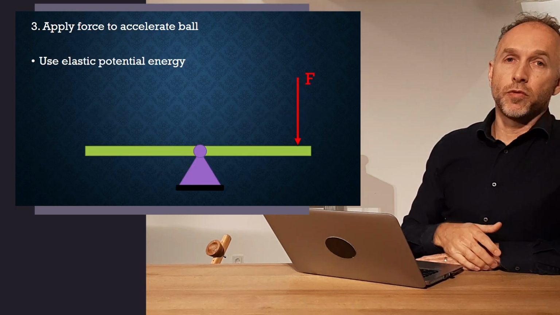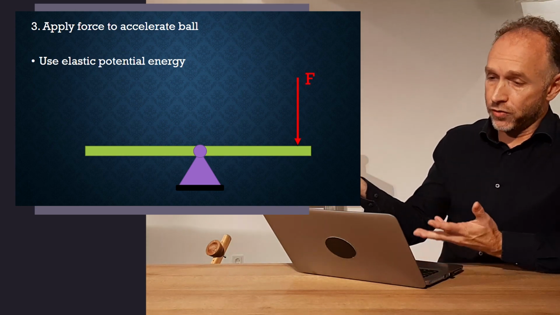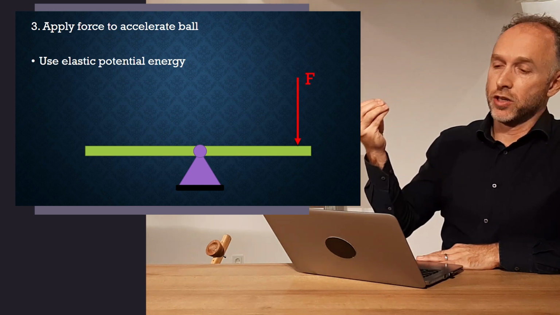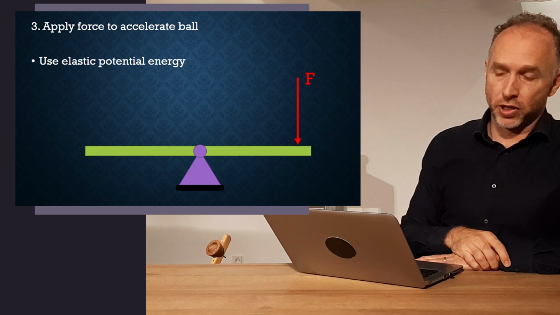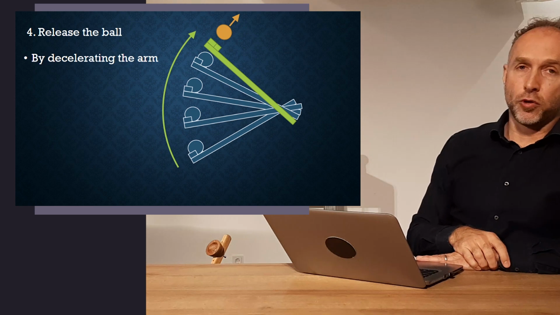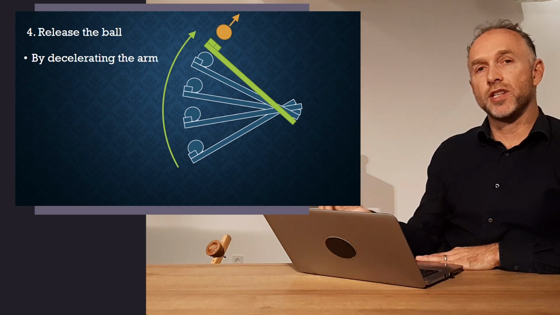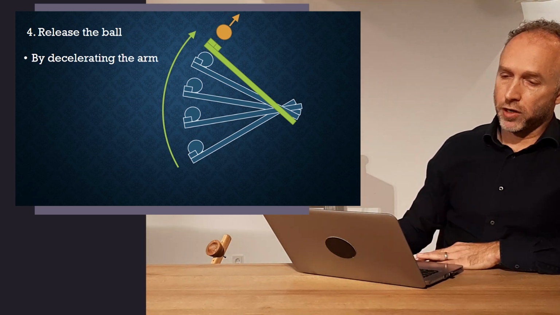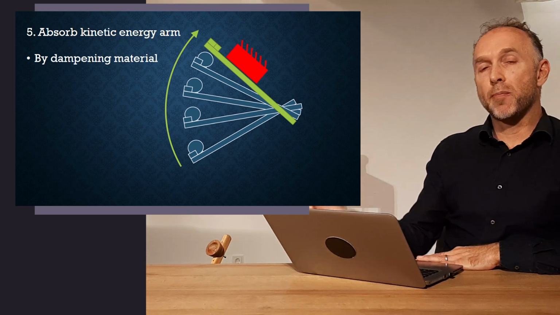Third function, when we have fixed the ball to move along a trajectory, then we need to apply force to accelerate it along that trajectory. And with a catapult, we use elastic potential energy to do it. That's our third function. Fourth function is we need to release the ball. And we do this by deceleration of the arm. Fourth function.